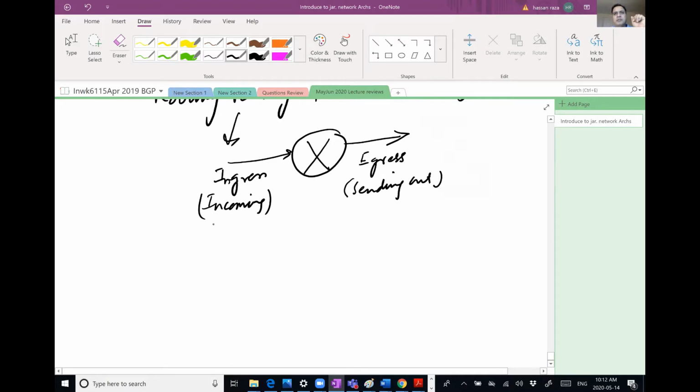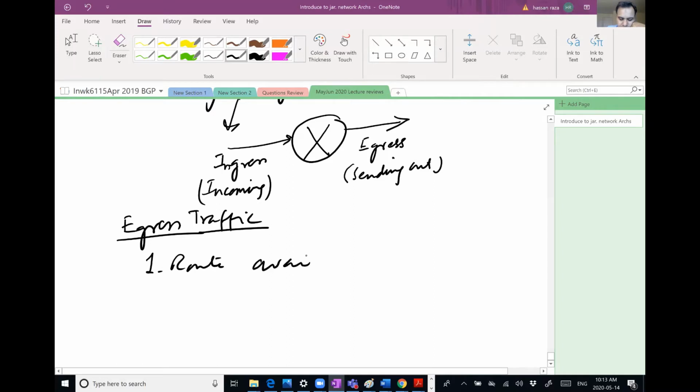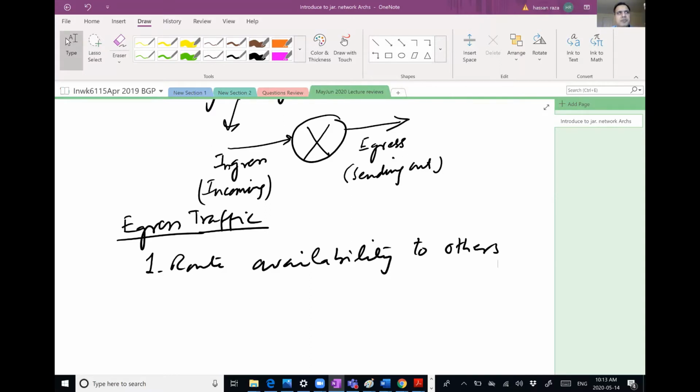I already hinted to you when I was explaining the routing that they both are important, right? For example, I extend a little bit on that. I would say egress traffic, for example, it would tell about, so when I send an egress message, I tell my neighbors which routes I have available. So that's what I send out to neighbors.